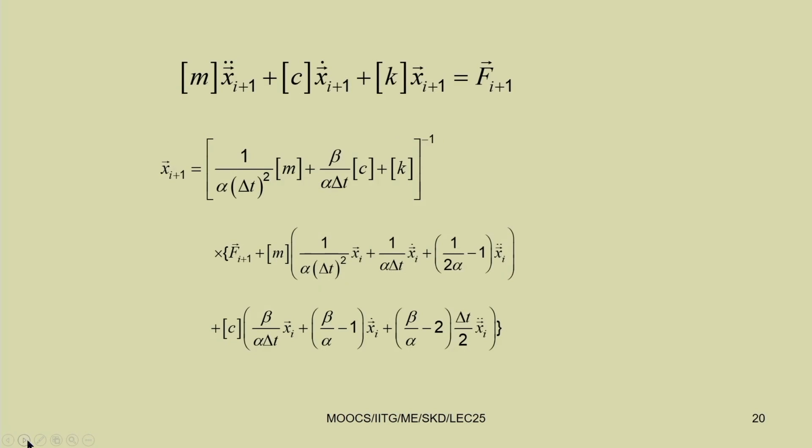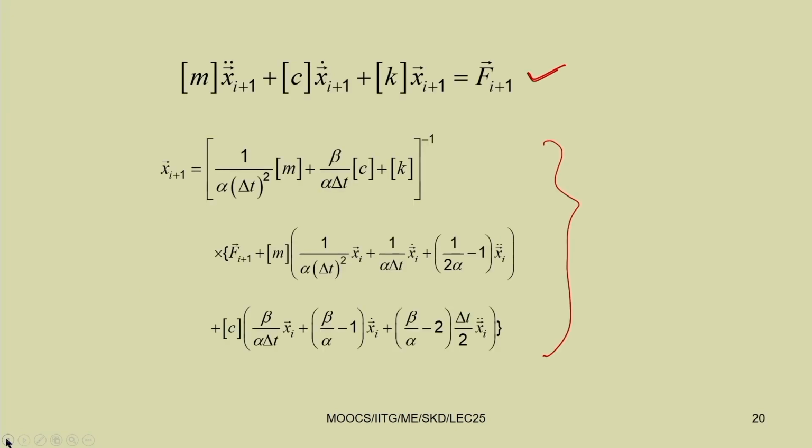For example, let us take the same single degree of freedom system m x double dot plus c x dot plus k x equal to 0. Here x i plus 1 can be obtained by using this equation. You can take several equations and using this formula, you can find the next value of x i plus 1. That way you can solve these equations to get the response of the system.